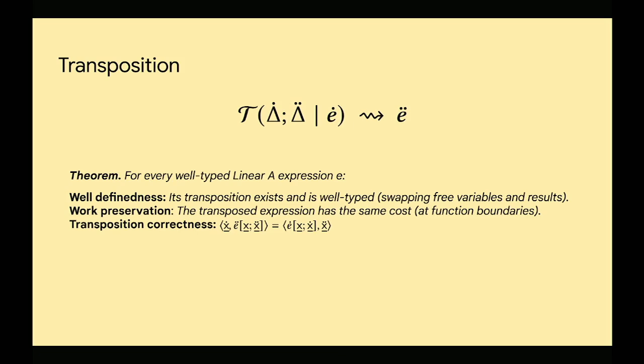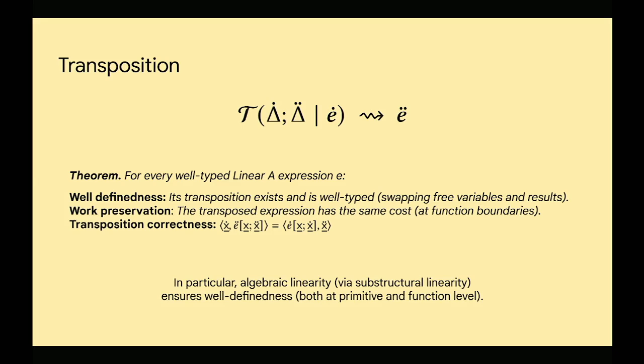Okay, and the theorem here, again: transposition is well defined on all well-typed terms. It preserves work exactly, and it also satisfies the inner product criterion I mentioned for what a transpose of a linear function should be. In particular, what ensures that transposition is well defined is the fact that we have shown that the expressions in the linear sublanguage of linear A truly implement only linear functions, right? It doesn't make sense to talk about the transpose of a nonlinear function in general. That's not how this notion is defined.